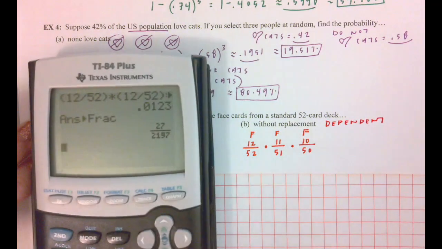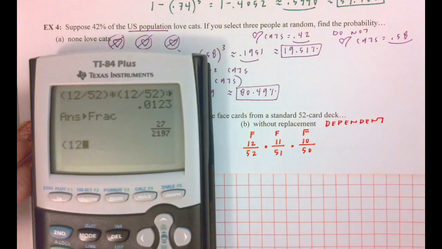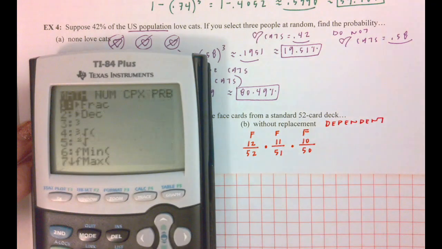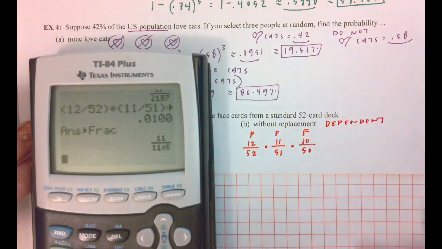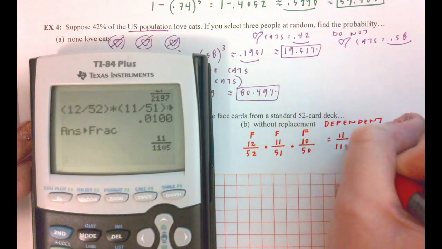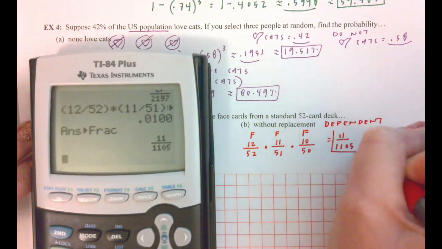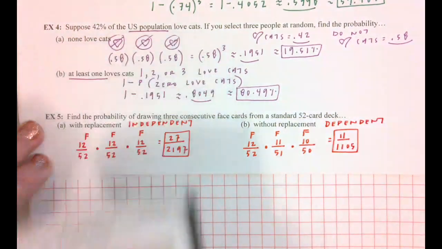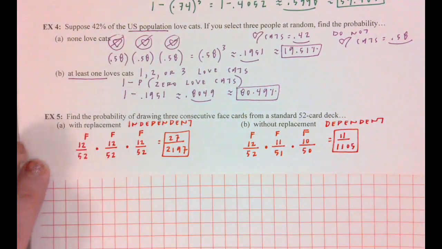So when I type this in, 12 out of 52 times 11 out of 51 times 10 out of 50. Enter. Math frac. Here we go. 11 out of 1,105. Okay, let's flip it over. Let's go to the back.